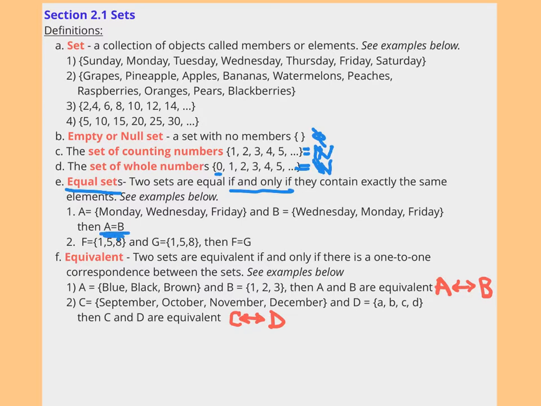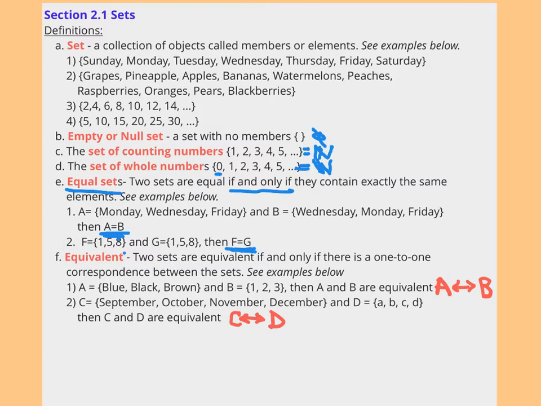In example 2, we can see that we have F, which contains the numbers 1, 5, and 8. Set G has the same elements, 1, 5, and 8. So because they are absolutely identical, we would say the two sets are equal.